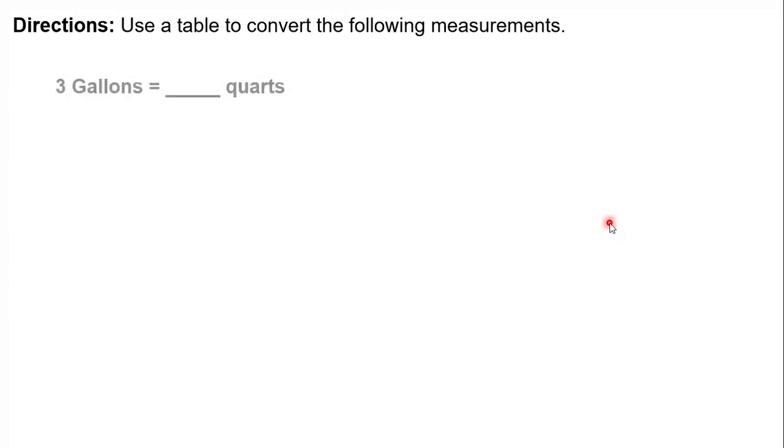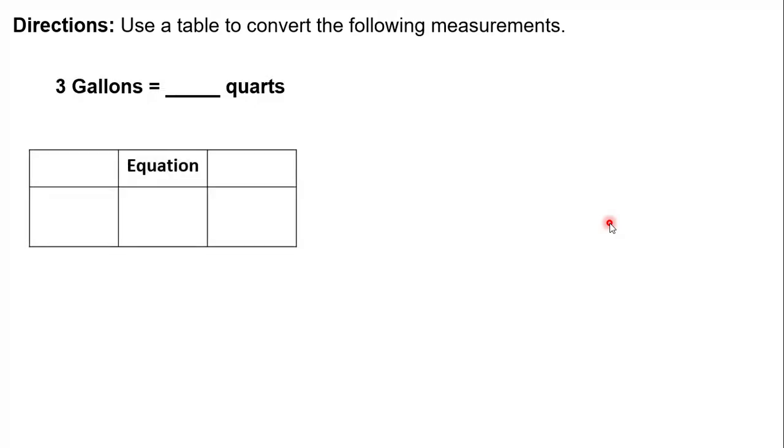Let's try another one. Now we're given 3 gallons, and we want to rewrite this as quarts. So we'll create our input-output table. Since gallons is what's given to us, the input will be gallons. Since we're finding how many quarts that's equal to, the output would be quarts.